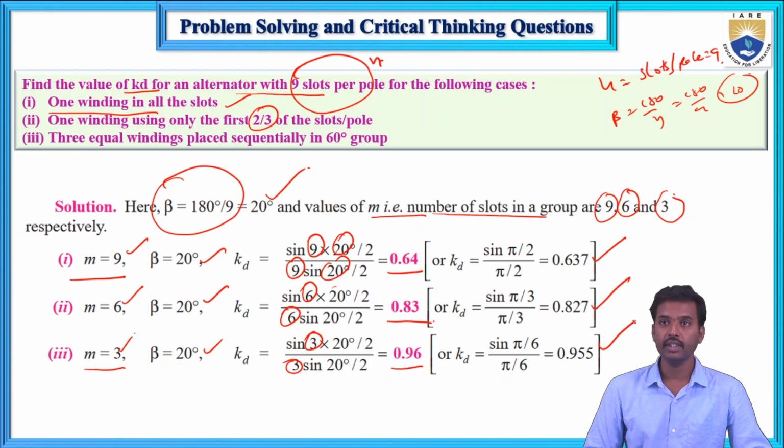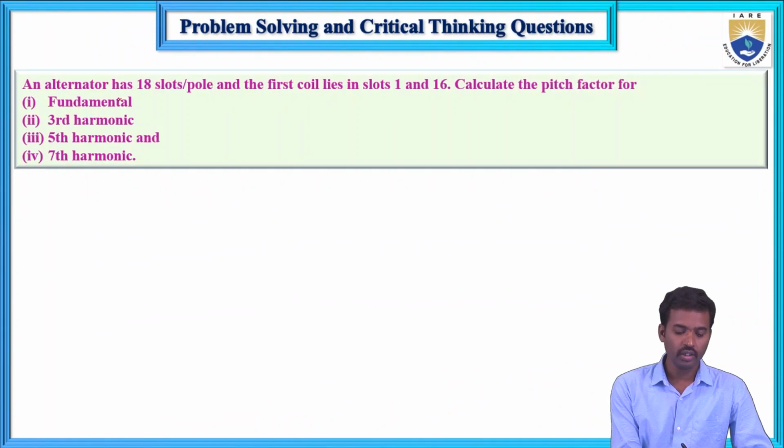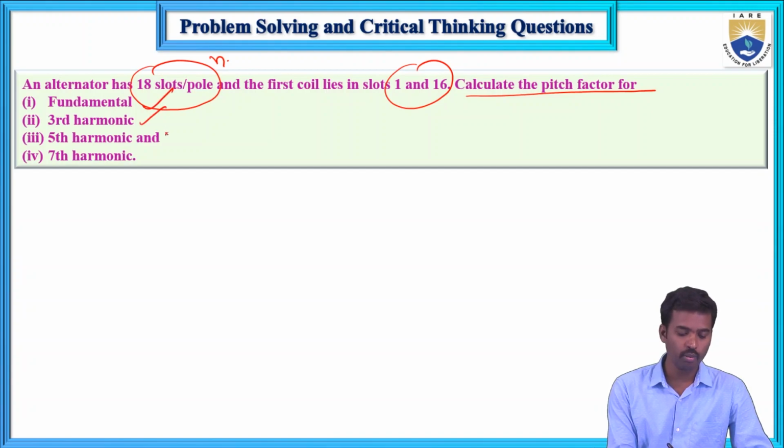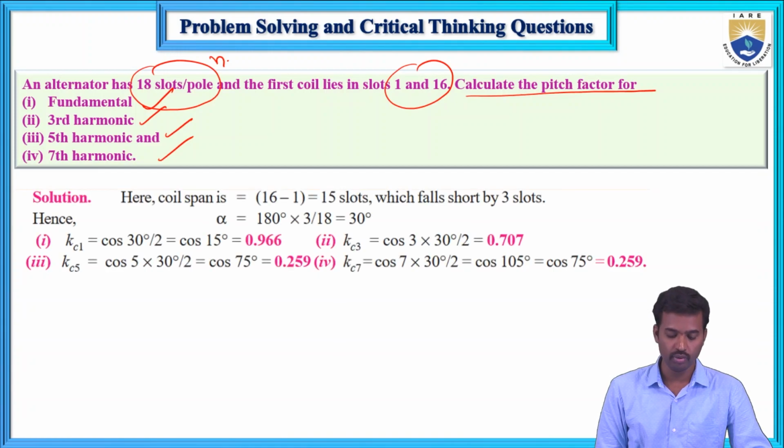So now the next case. An alternator has 18 slots per pole. The first coil lies between slots 1 to 16. Calculate the pitch factor, same as the first problem, for the fundamental, third harmonic, fifth harmonic and seventh harmonic. So first, cos alpha by 2. From 1 to 16, a total of 15 slots, so the coil falls short by 3 slots.